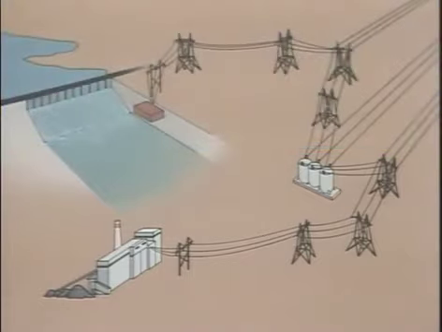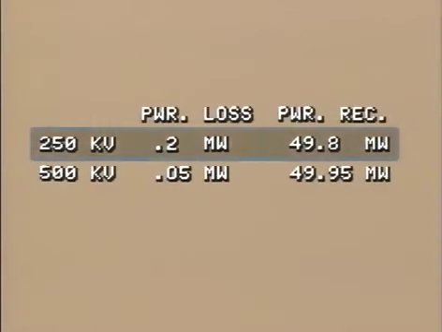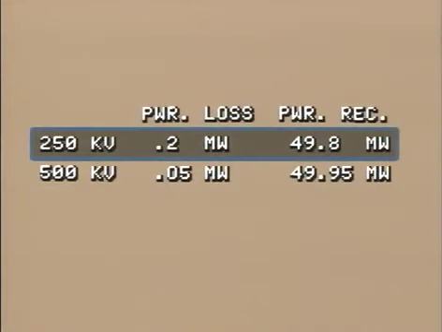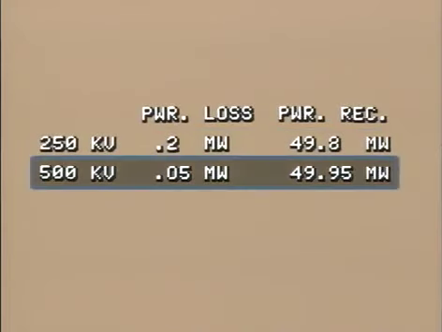Let's compare the power losses of the two transmission systems and the power received by the distribution station. The 250 kilovolt system has a 0.2 megawatt power loss, allowing 49.8 megawatts to arrive at the distribution station. And the 500 kilovolt system has a 0.05 megawatt power loss, allowing 49.95 megawatts to arrive at the distribution station.